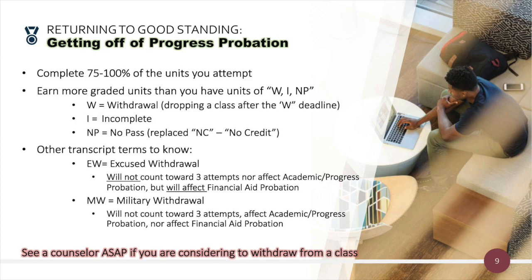You may request an excused withdrawal if you are undergoing extenuating circumstances and can no longer complete the term. EW will not count towards your 3 attempts or affect probation for the college, but it will affect probation for the financial aid office. MW stands for military withdrawal. This is for when students who are members of active or reserve U.S. military service receive orders compelling withdrawal from classes. MW will not affect the student's 3 attempt limit or probation of any kind.